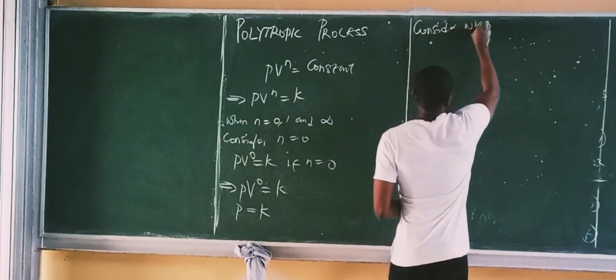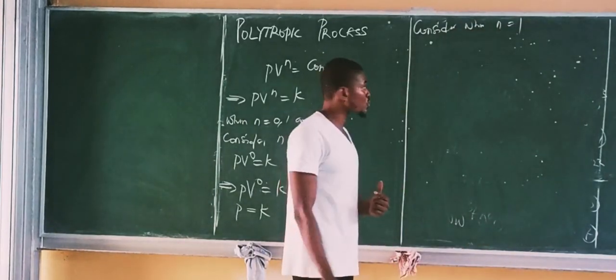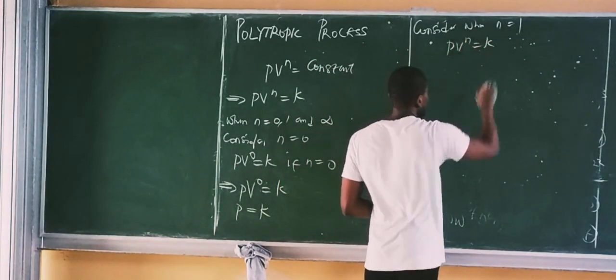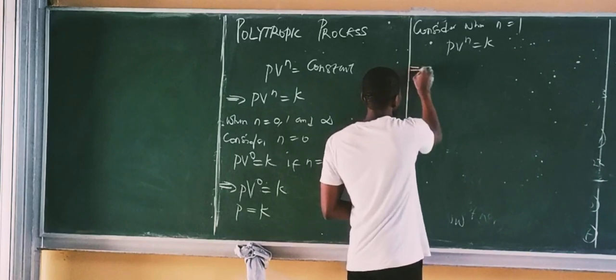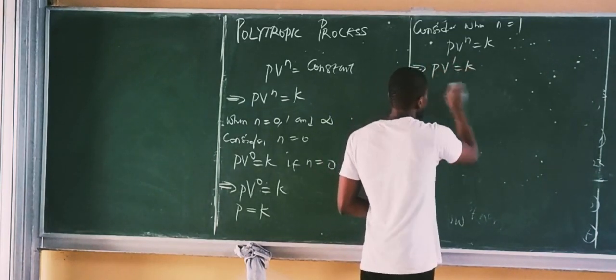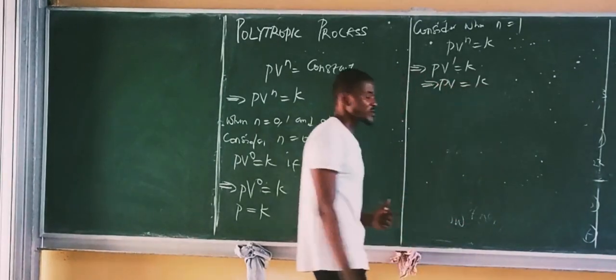Okay, now let's consider when n is equal to 1. If we consider when n is equal to 1, from the law, PV^n is equal to constant. So if n is 1, it now implies that PV^1 is equal to what? Constant. Which simply means that PV is actually constant.